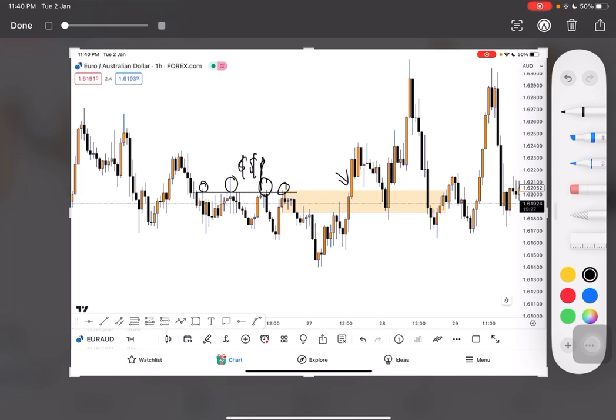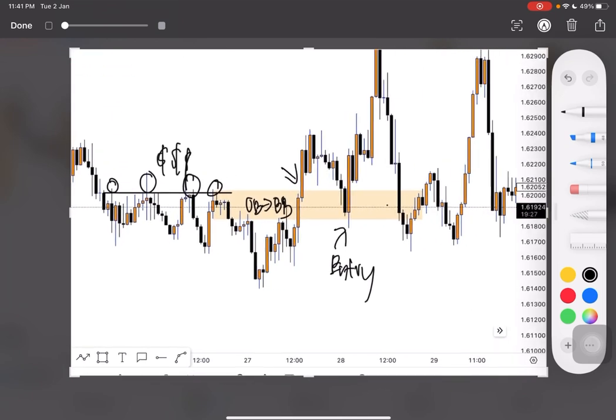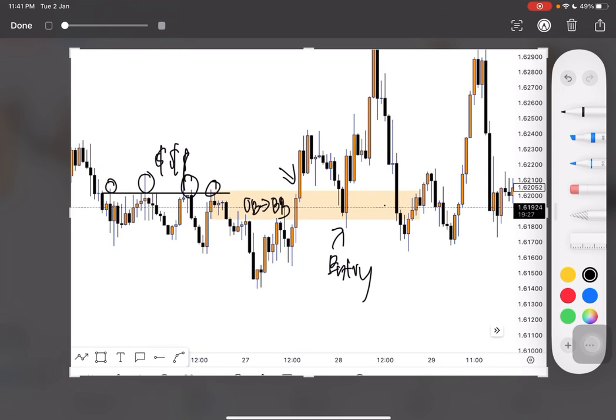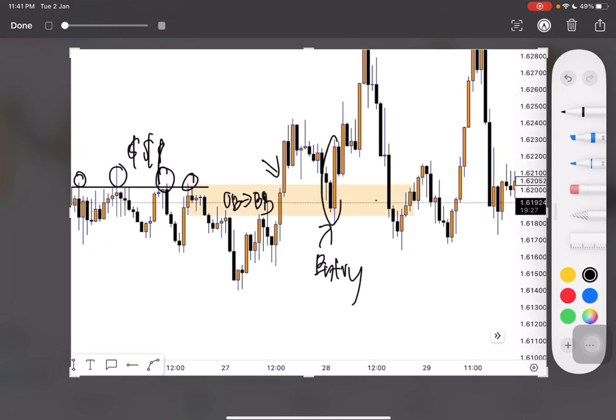So after the breakout, what you can do is wait for the pullback. You can entry here. This can also be considered medium risk, because this OB has changed to BB, breaker block. It already broke out. You can also enter from the confirmation candle.